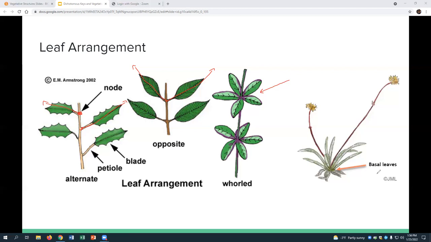Okay, so take a look at those flowers again and judge for yourself whether you think they have alternate leaves, opposite leaves, whorled leaves. Maybe do your best to identify some of those leaf characteristics so that you can stop listening to me talk for a little bit, a little bit of a brain break.